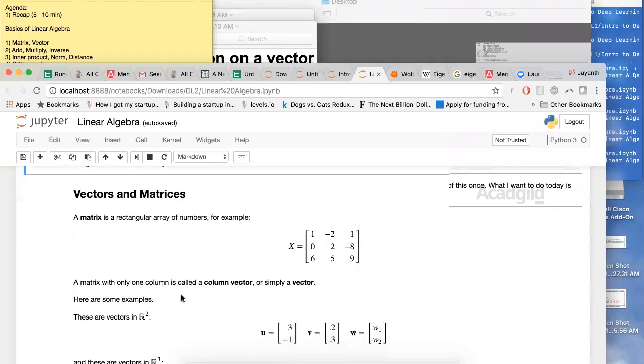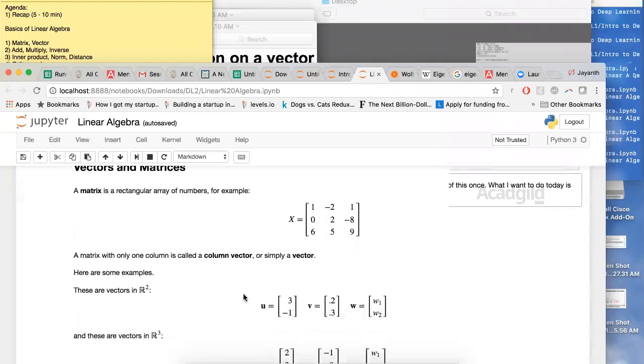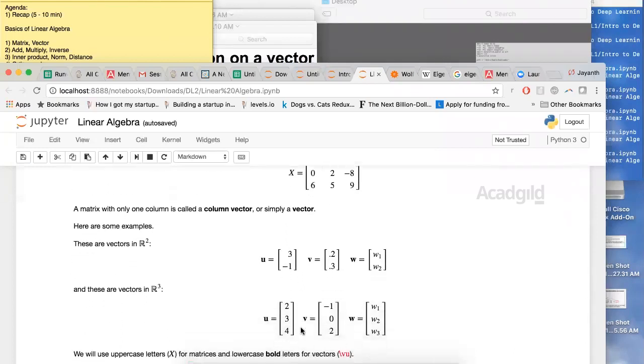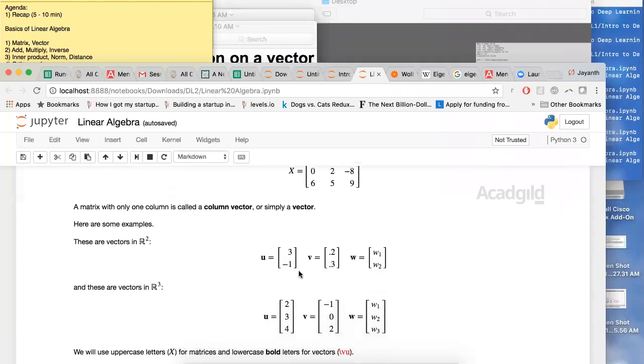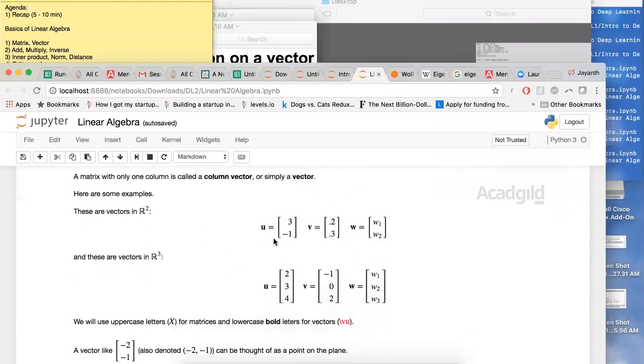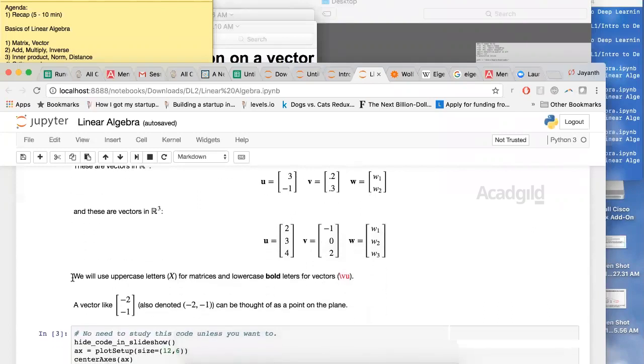A matrix with only one column is a column vector. Notice how these are in bold because a vector has not just the values but also some direction. These are just two-dimensional vectors. Sorry, these are vectors in 3D. So in terms of notation, we will use uppercase letters for matrices and lowercase bold letters for vectors. So bold u means vector of u.